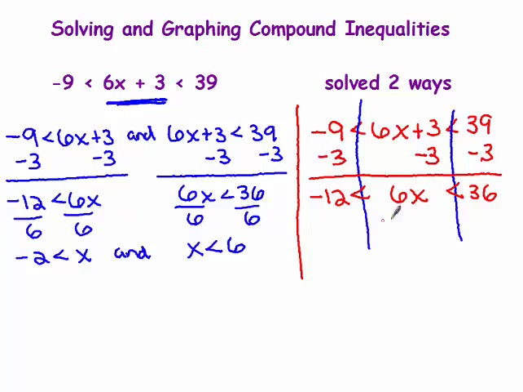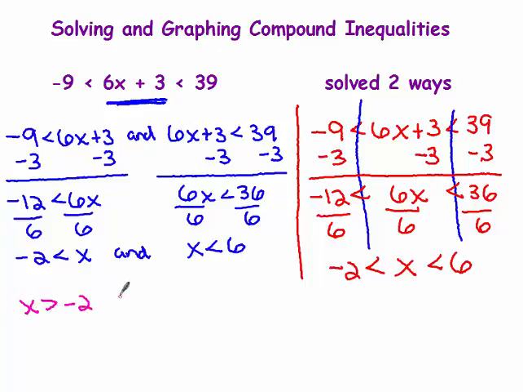Here we divided by 6 for everything. We're going to divide by 6 on all 3 parts. So you get -2 is less than x, which is less than 6. If you do your graphs, we have our x is greater than negative 2. And we have our x is less than 6.